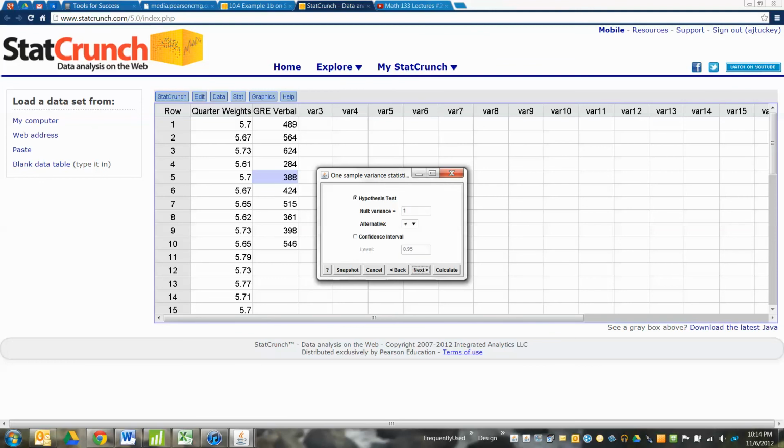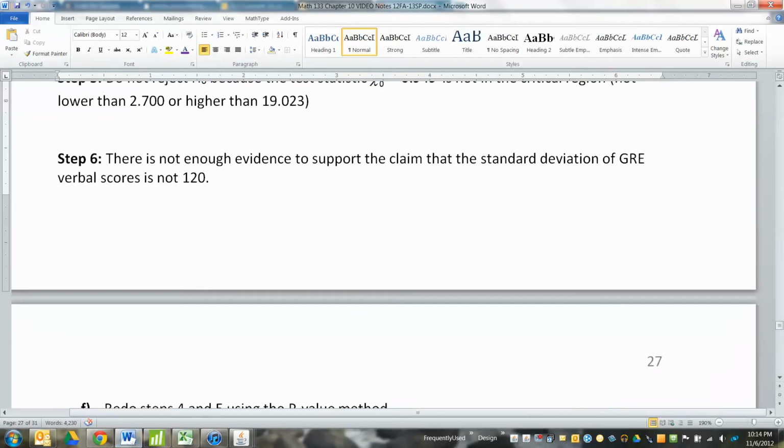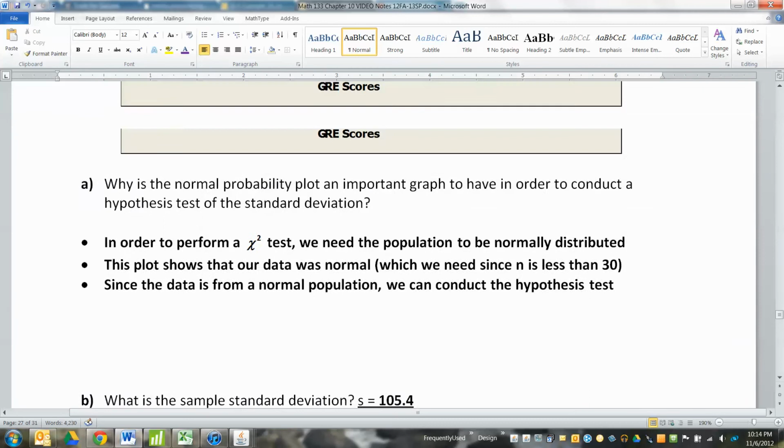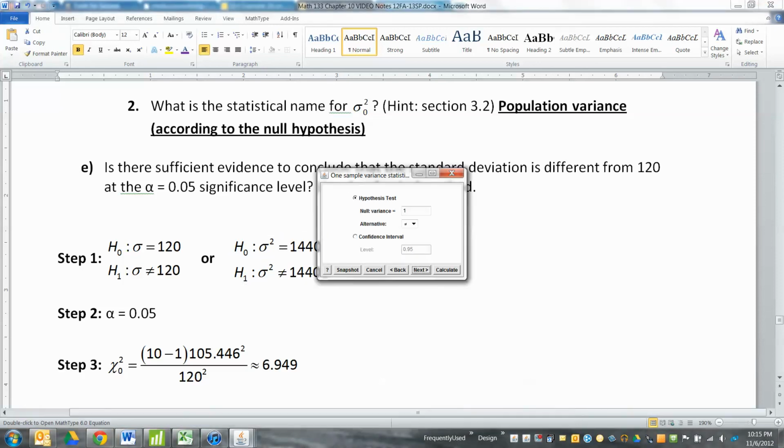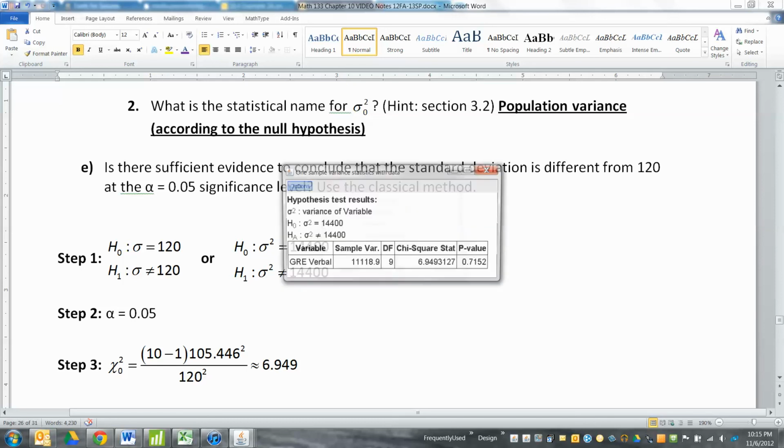Now, this is where it gets a little tricky. Notice it says the null variance, not the standard deviation. So even if you wrote the 120 right there, even if you used this hypothesis test setup on the left with the 120, you cannot use that in StatCrunch. That's the one thing about StatCrunch, it uses variance only. So we have to make this one the one that we type in. So it's 14400. That is my null, that the variance is equal to that, and then my alternative is a not equal. So I'll leave it on the not equal sign, and I'll click calculate.